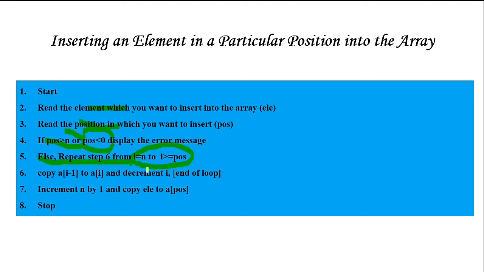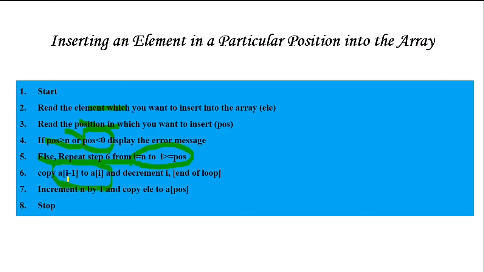So your array's upper bound will be n minus 1. You are going to make one more position, that is, you are setting I is equal to n, so you are going to increase the array size by 1. Then, if I is greater than or equal to position, you are going to do this operation.